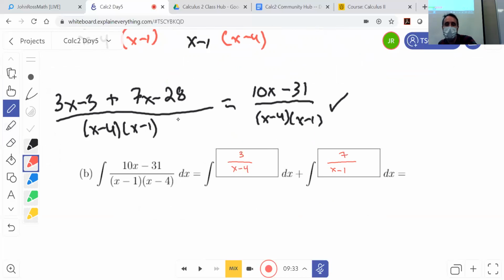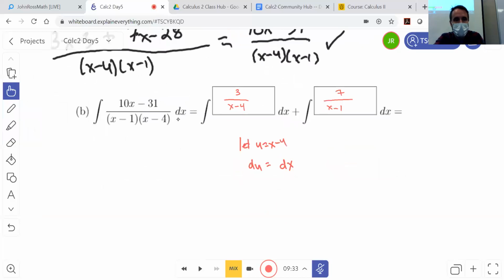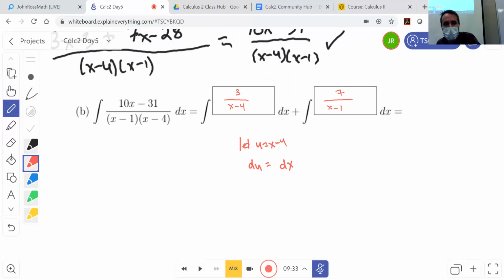Specifically, we have this single x minus something in the denominator, and so each of these can be approached using the same u substitution trick, right? So for the first one, we can just say let u equal x minus 4. And then du, notice if u is equal to x minus 4, du just equals dx. Right, and then this integral, we still have a 3, but now we have a u in the denominator, and then the dx just became a single du.